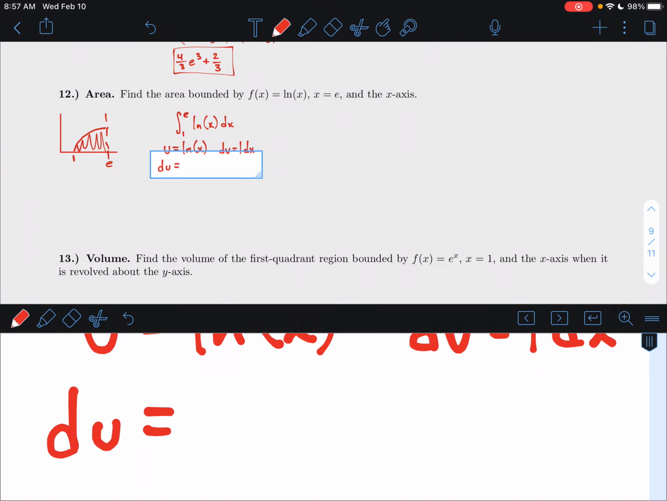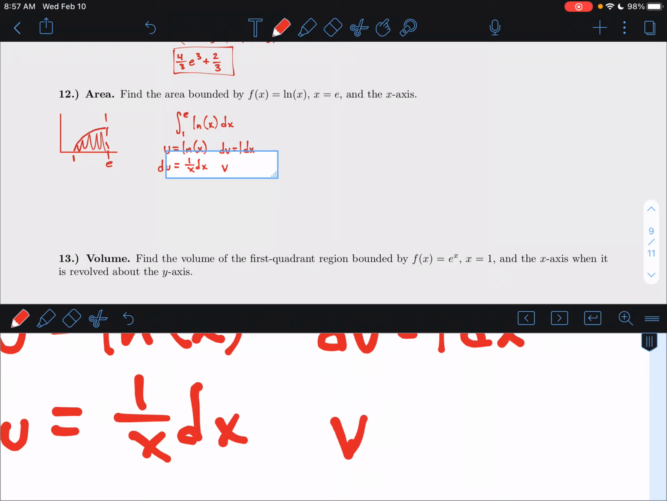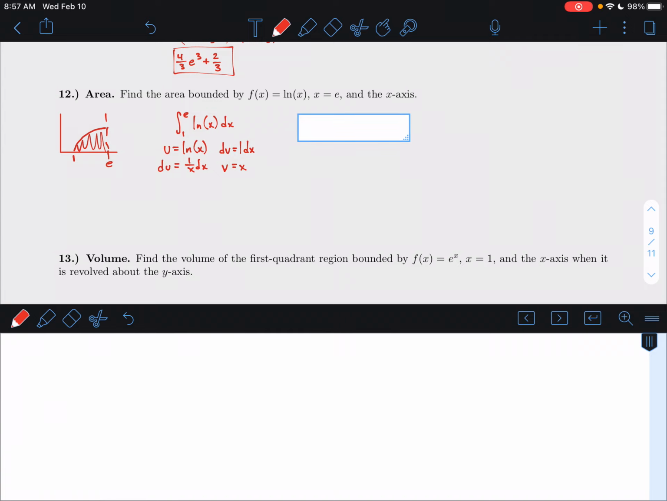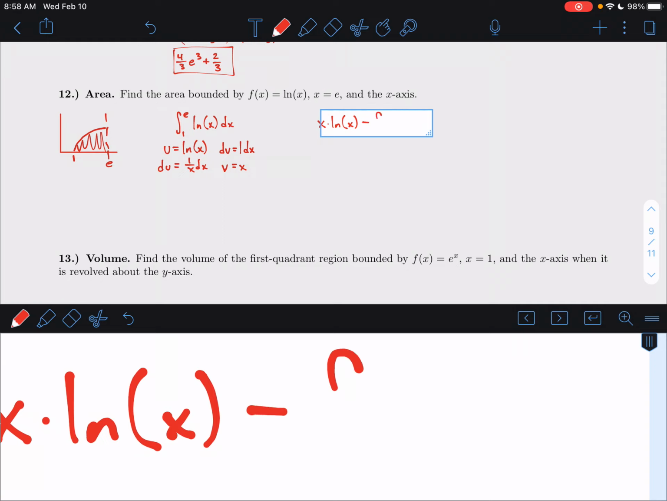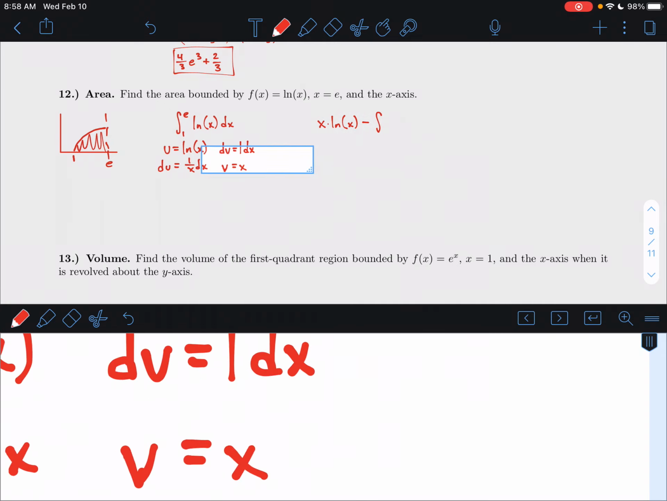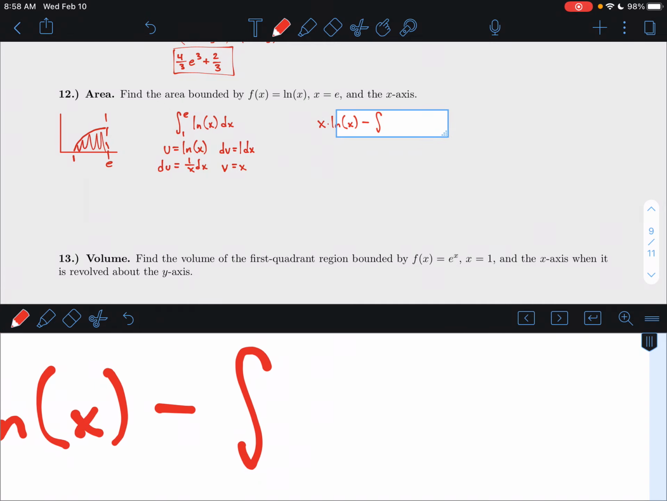So du is going to be 1 over x dx, and v is going to be x. So same thing as last time. I want u times v, so natural log of x times x. I'll say x times ln of x, minus the integral of v du. So v is x, du is 1 over x dx. So that's just x over x dx from 1 to e. Clearly this x over x is just 1.